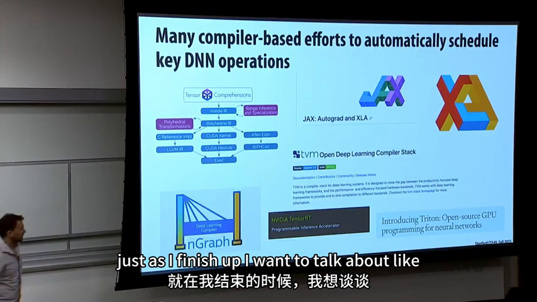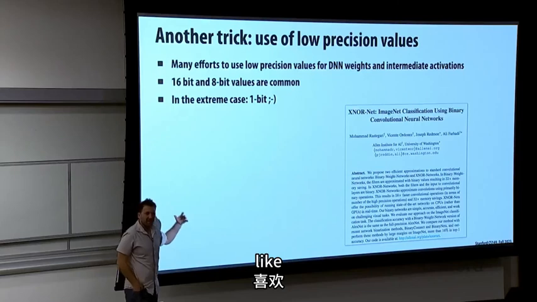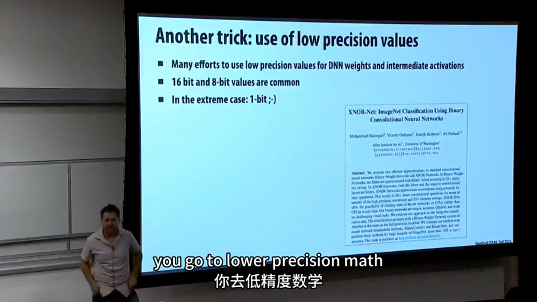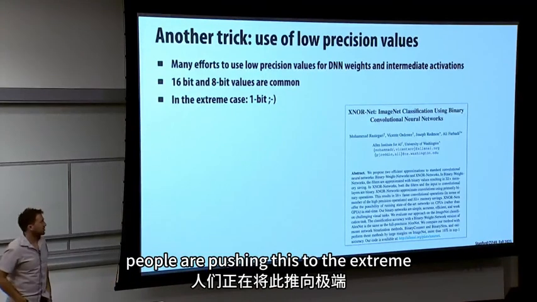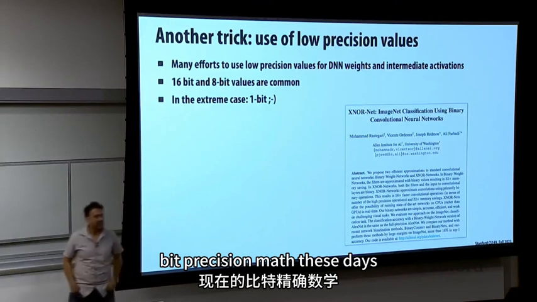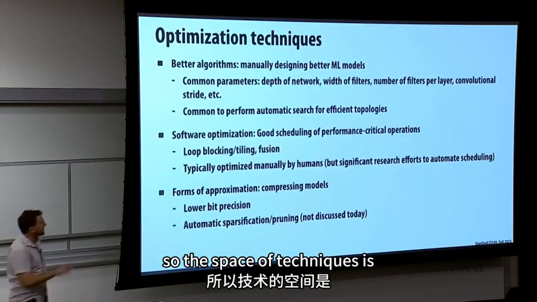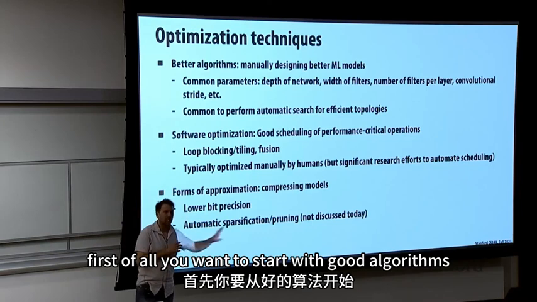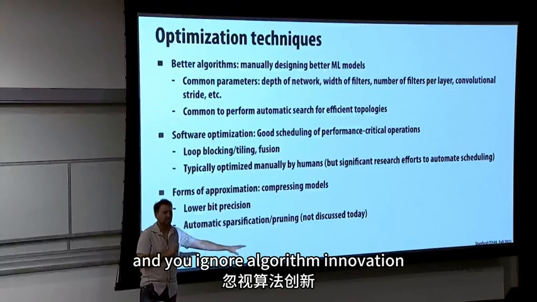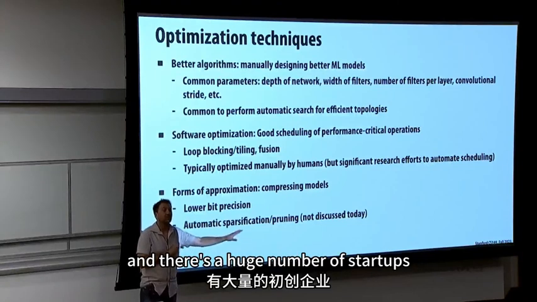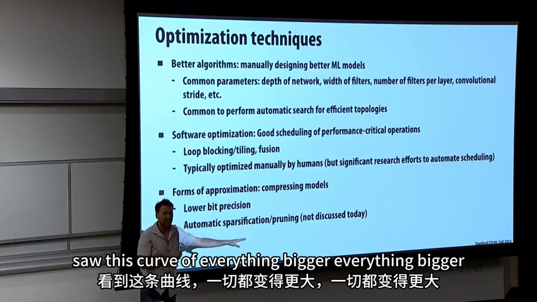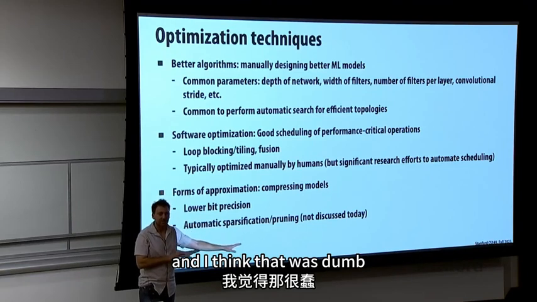Just as I finish up, I want to talk about a whole bunch of other stuff out there. The next thing you do to speed things up is you stop using regular precision math and go to lower precision math. People are pushing this to the extreme. I think NVIDIA GPUs are now starting to muck around with about 4-bit precision math these days. So the space of techniques is, first of all, you want to start with good algorithms. If you're a systems person and you ignore algorithm innovation, you will get left behind. There's a huge number of startups that are being left behind because they saw this curve of everything bigger. And I think that was dumb.